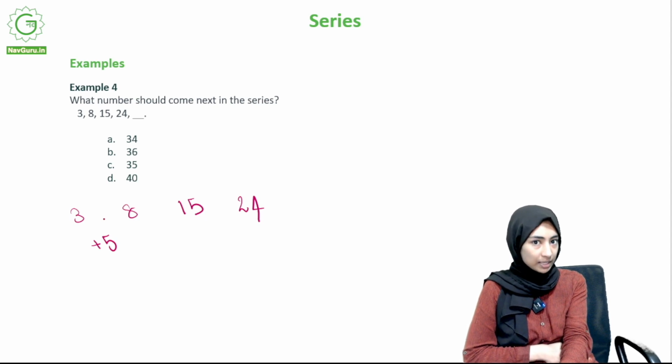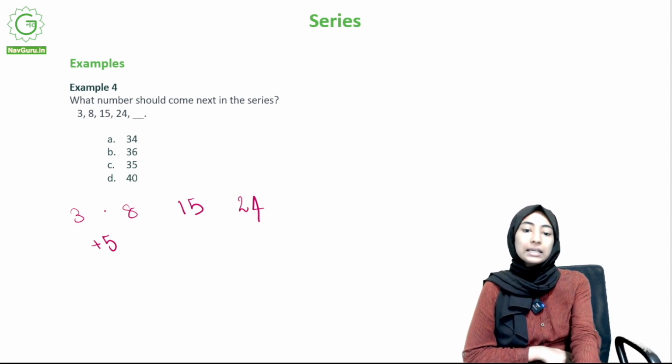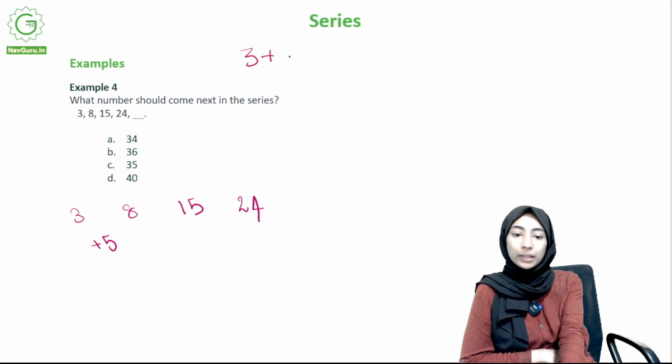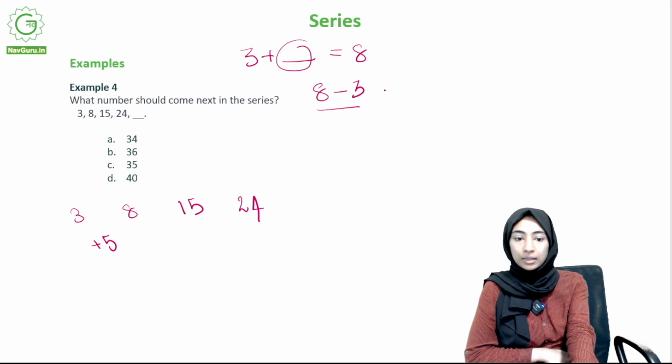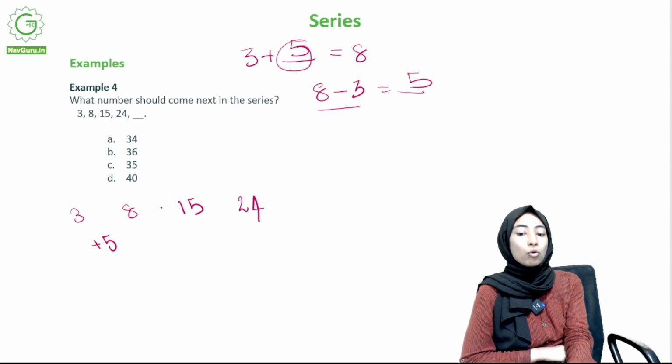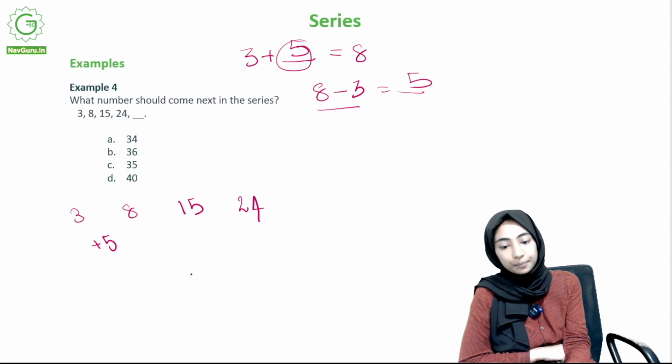Why are we doing 8 minus 3? I hope you get it. So I want to see when I add 3 with what do I get 8? So in order to find this number, I subtract 8 minus 3, right? Because 8 minus 3 gives you this number. So 3 plus 5 is 8. 8 minus 3 gives you 5. So that's why I need 5. Now what is 15 minus 8?